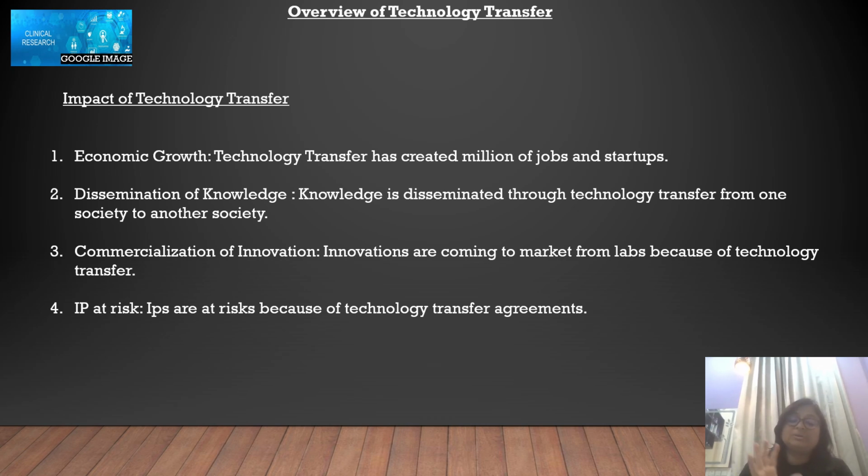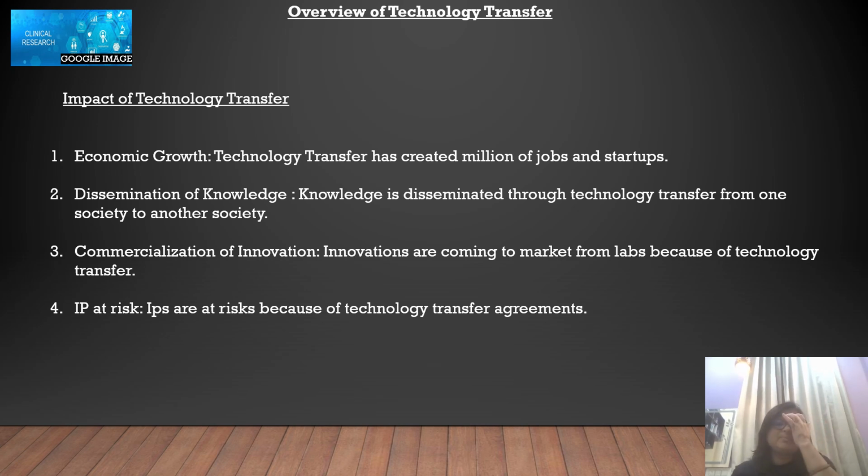So anyhow, the economy is growing. Then there is dissemination of knowledge. When technology is transferred in the form of education or training, knowledge is transferred from one society to another, giving benefits to that society. Then commercialization of innovation: if an innovation stays in the lab only, it will not come into the market and there will be no commercialization. But when the lab gives it to the industry, it will come into the market. So these are beneficial for the commercialization of innovations also.